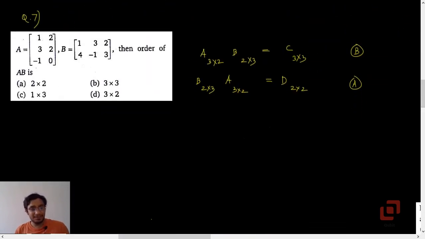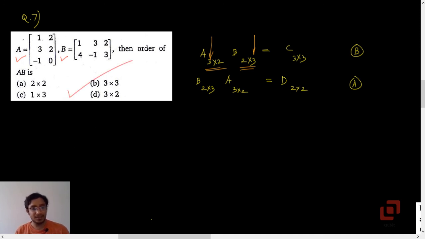Now question 7 is a very simple question. You have matrix A and matrix B, and they have asked us to calculate the order of AB. I think this is a very old question. A is 3 by 2, 3 rows 2 columns. B is 2 by 3, 2 rows 3 columns. So A into B will be of the order 3 by 3, right? So a square matrix of order 3. So option B.